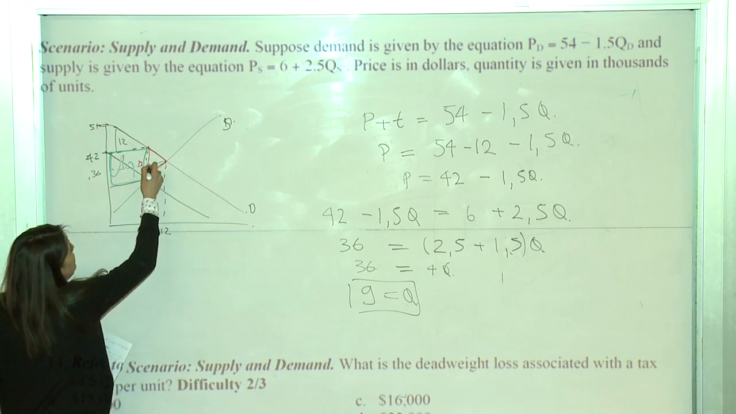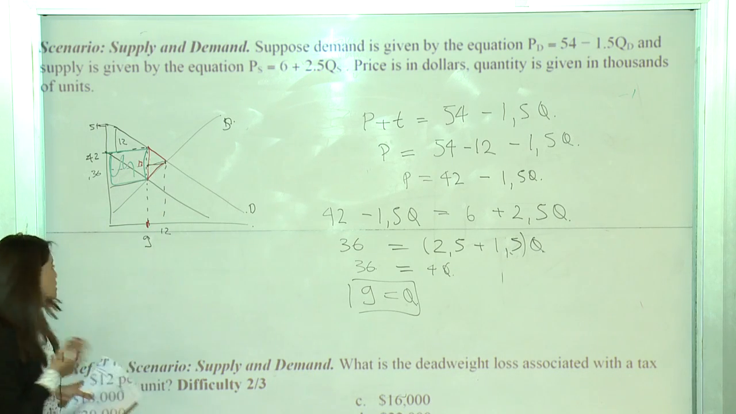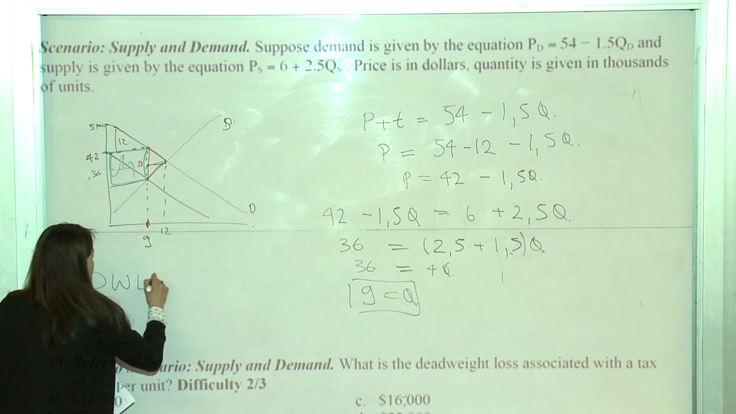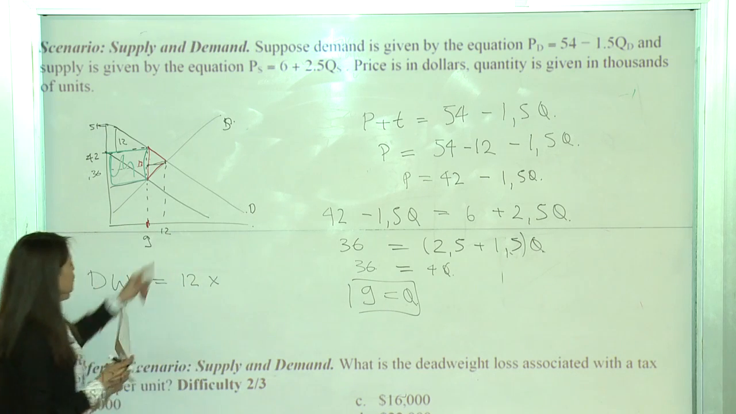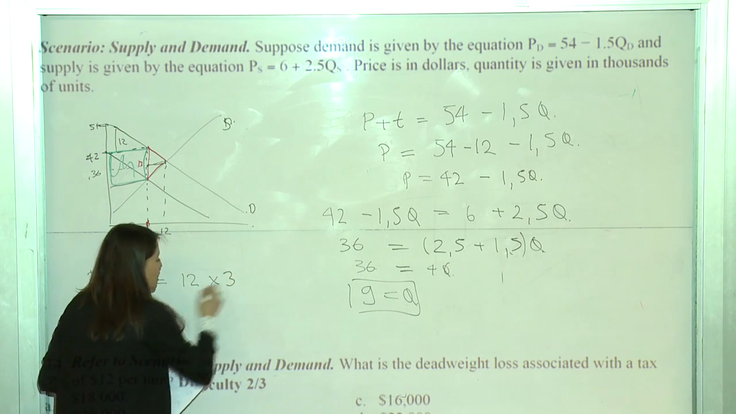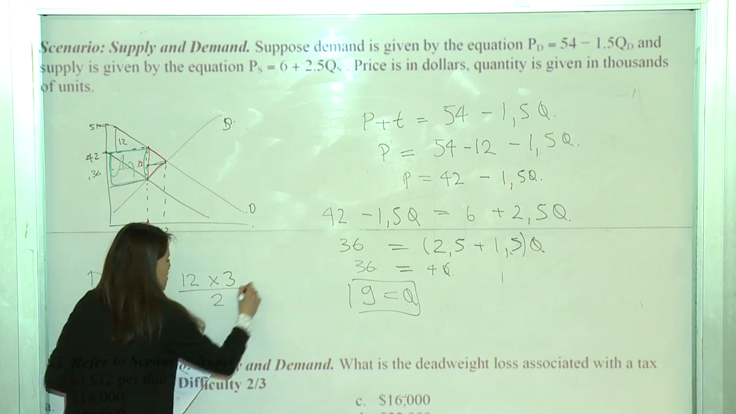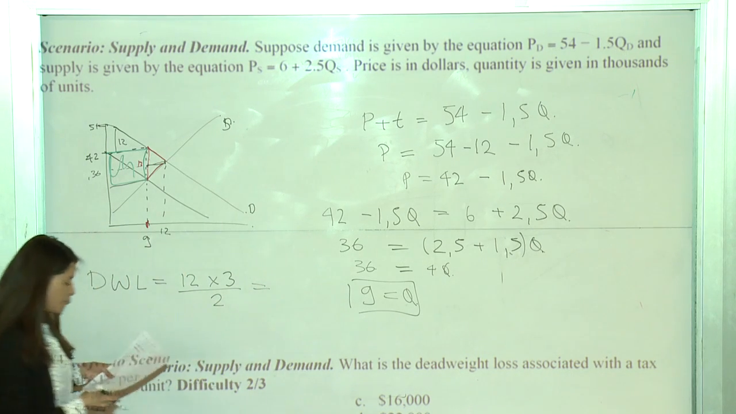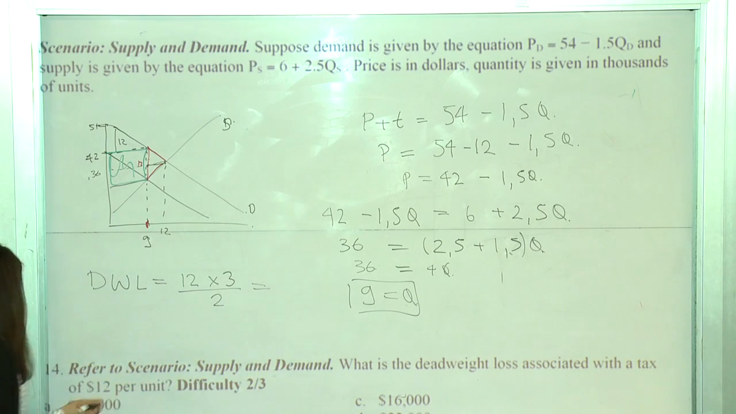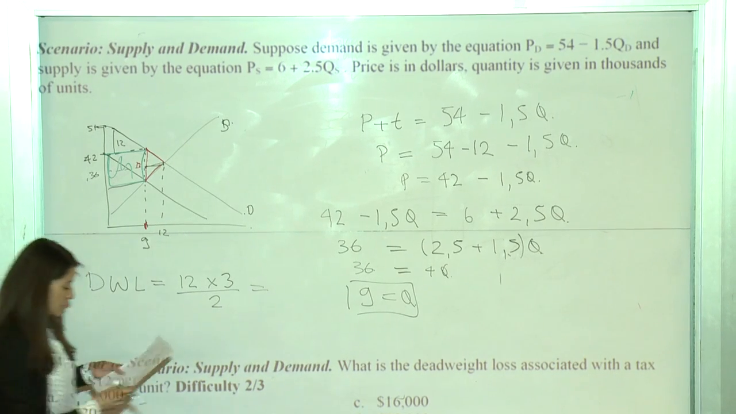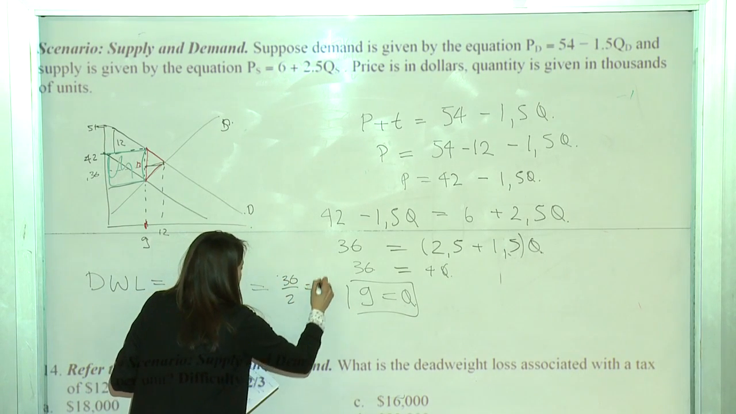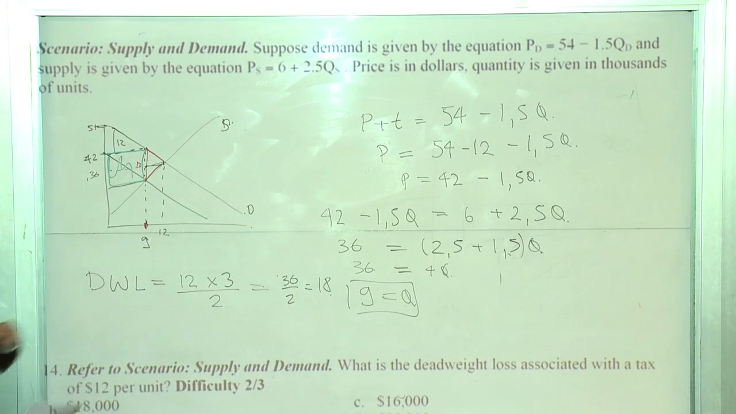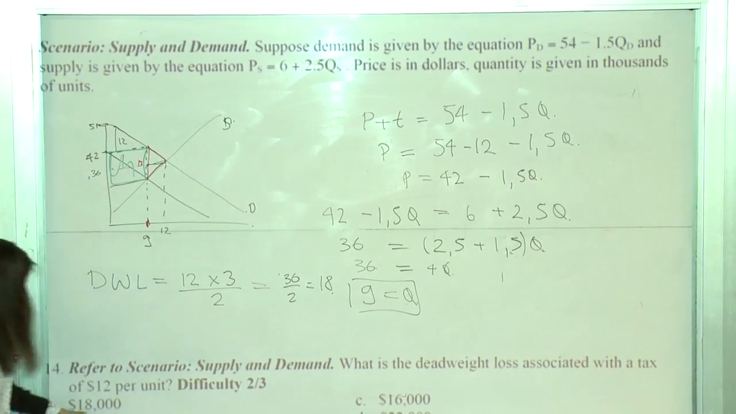So I have this height here. So the deadweight loss is equal to 12, the amount of the tax, times the difference in the quantities, which in this case is 3, okay, divided by 2, because that's the area of the triangle there, right? And that is 12 times 3. Okay. This is equal to 18. So, because these quantities are in thousands, it is 18,000.